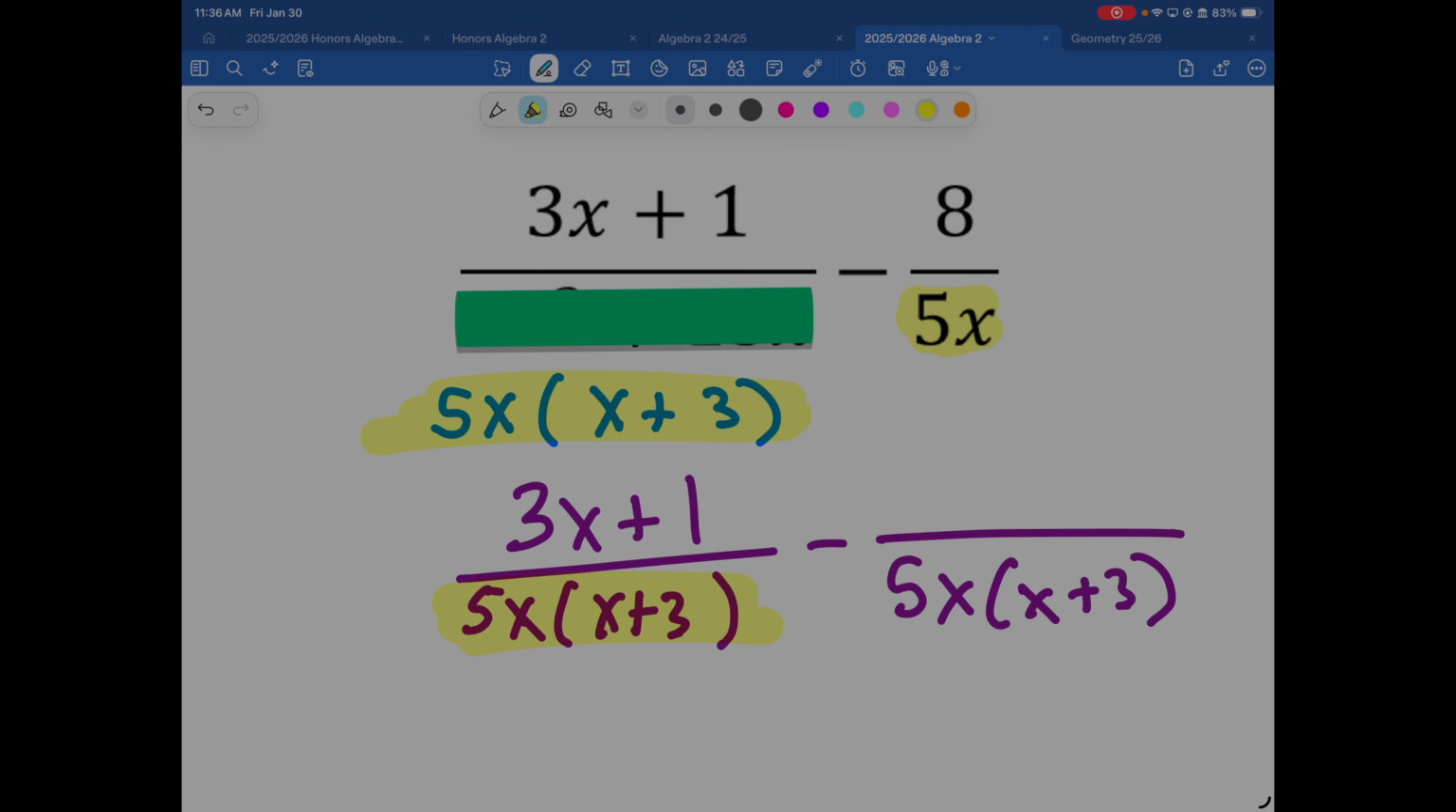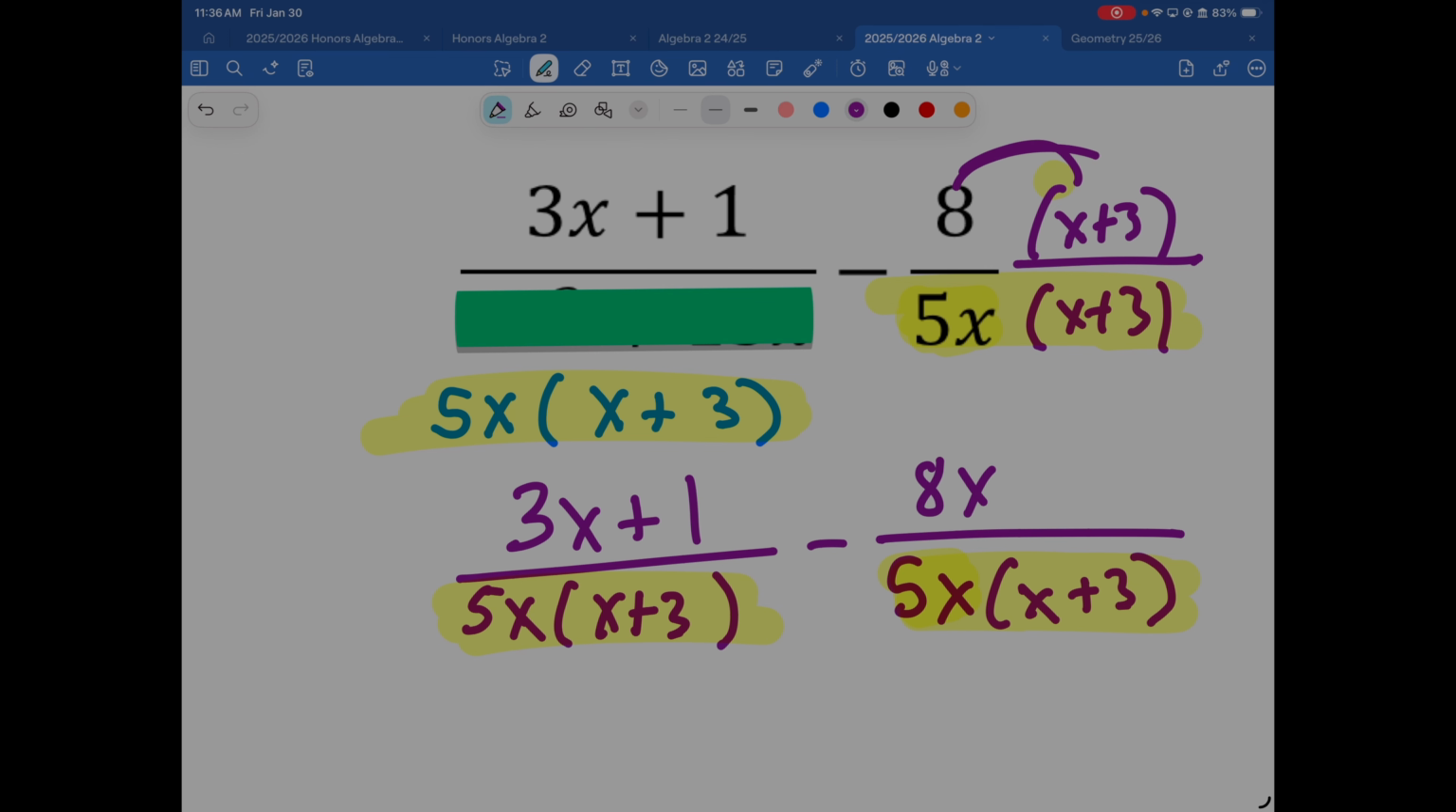I highlight what I have. I have the 5x and the 5x. The x plus 3 hasn't been highlighted, so that means I need it. If I compare now, everything's highlighted. If you can circle, you can do whatever you want. 8 times x is 8x. 8 times 3 is 24.